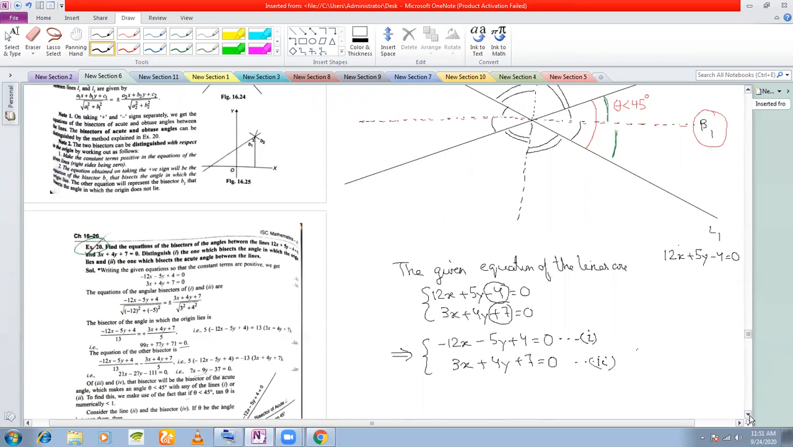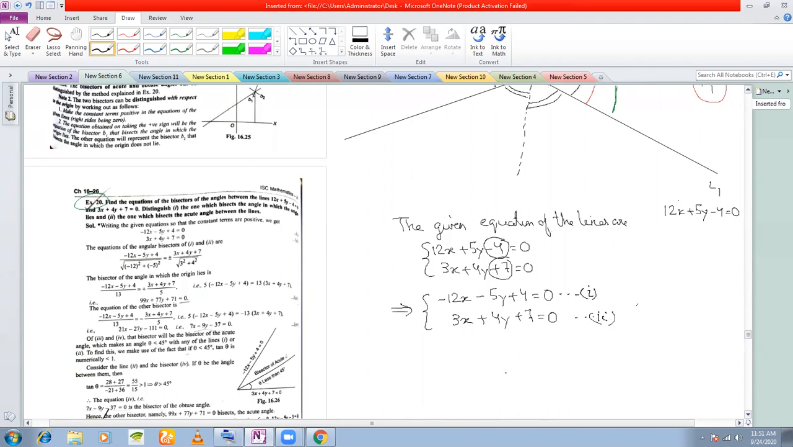Okay. Now let us see what are the values of the coefficients. Here, what is A1? Minus 12. B1 is minus 5. C1 is plus 4. A2 is 3. B2 is 4. And C2 is plus 7.